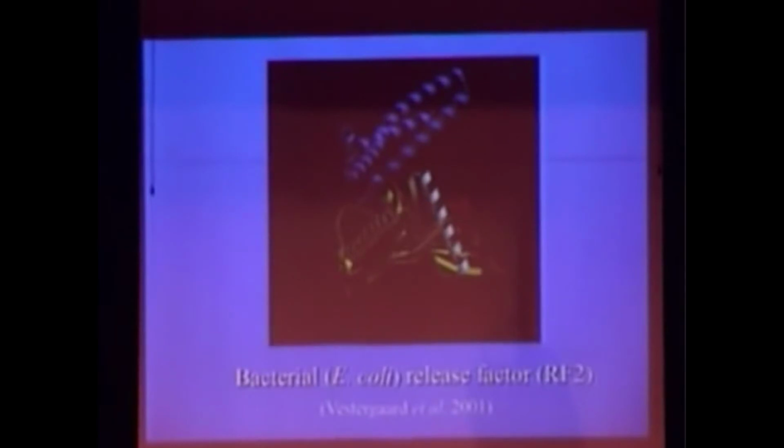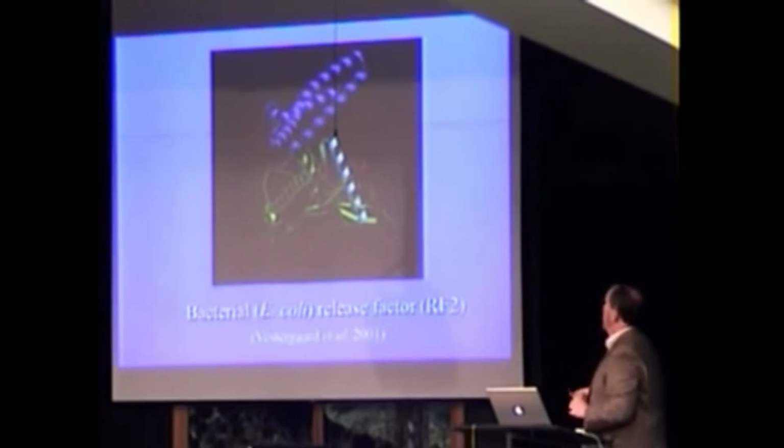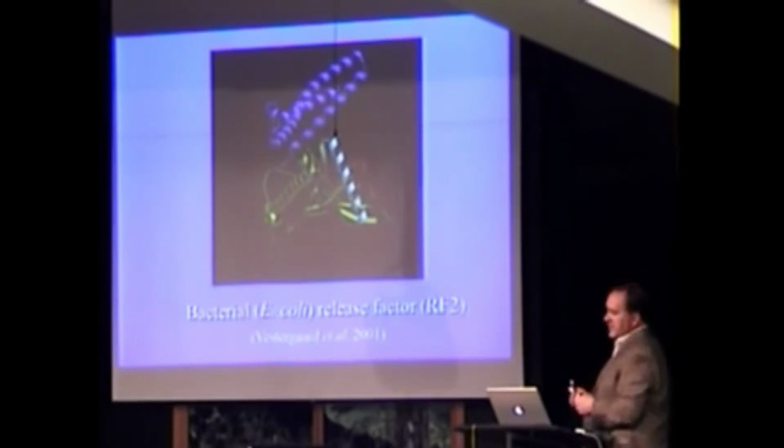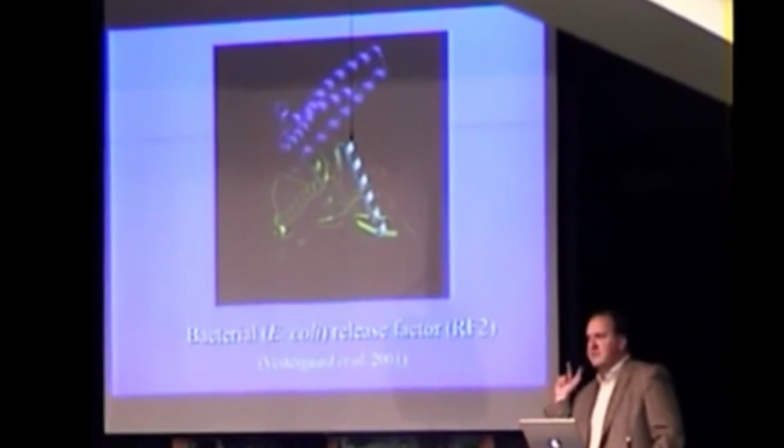There is release factor from E. coli. This is the bacteria that normally inhabit your intestine. Pay attention to the shape of this. It's a molecular tool. It has a particular three-dimensional form that you can download from the protein data bank. Who wants to guess the shape of a eukaryotic release factor? Is it going to be the same or different?